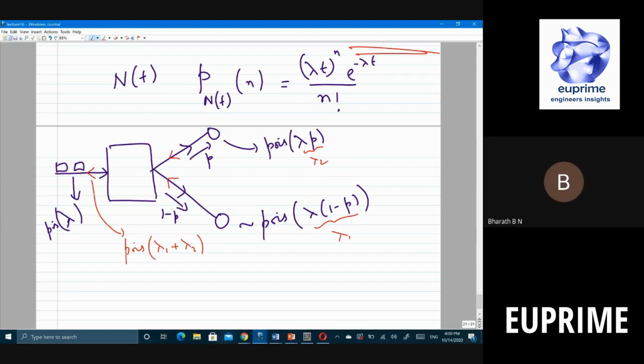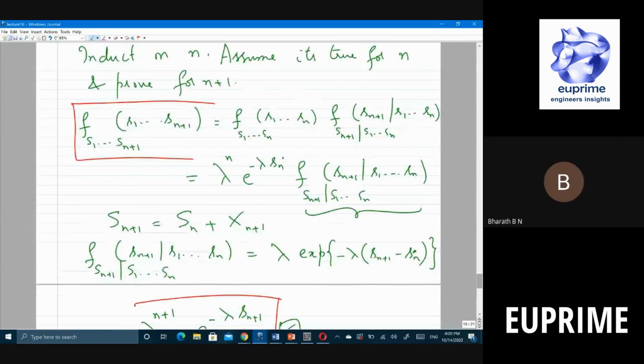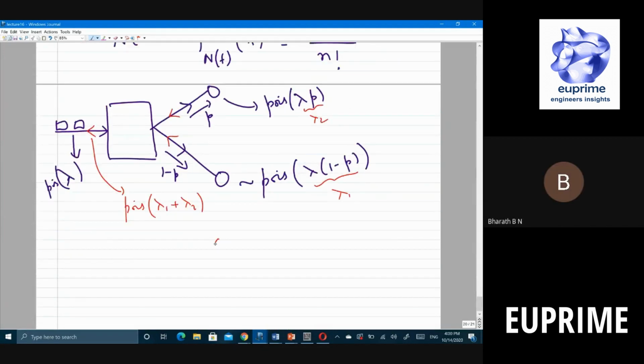Hello, sir. Yes. Sir, in the above joint distribution, we can find marginal ones, right? By integrating the f? Yes, you can find marginals. So what is the marginal? I have to integrate the joint, over e^(-lambda S_{n+1}) dS_{n+1}. But I have to integrate over what region? S_n to infinity, because S_{n+1} is greater than S_n. You cannot put 0 to infinity.